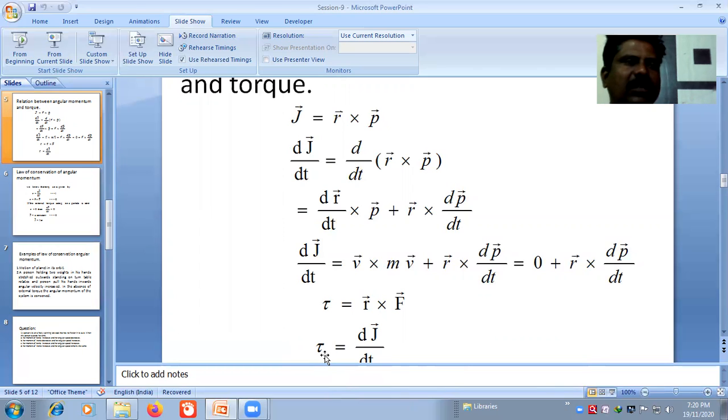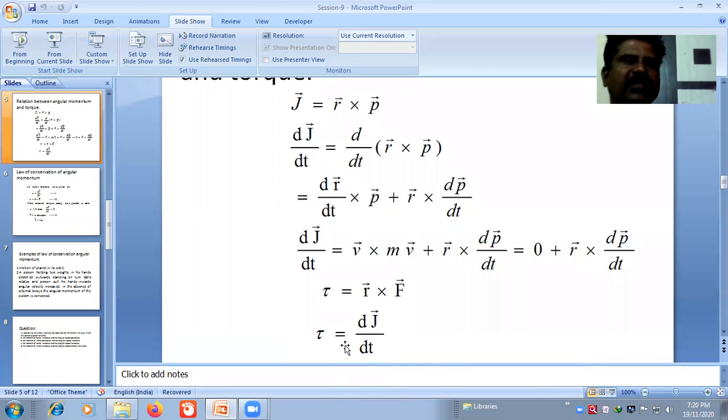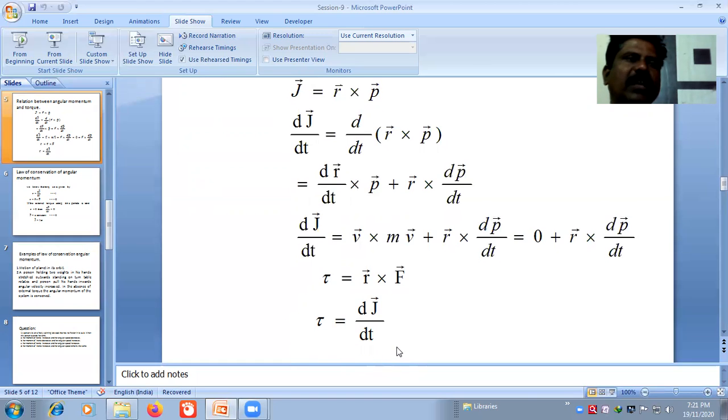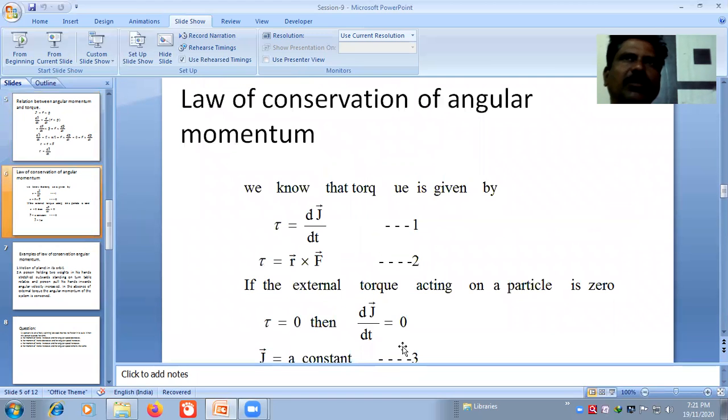This is a small relation existing between the torque and the angular momentum. Tau is equal to dJ divided by dt. Okay, so this is about the relation between angular momentum and the torque.